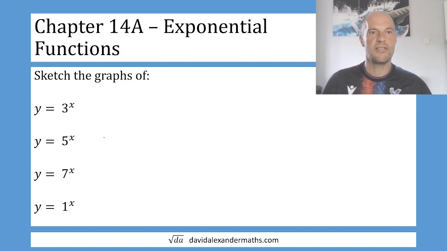Okay, so sketch the graphs of y is 3 to the x, 5 to the x, 7 to the x and 1 to the x. Well, we've just seen 3 to the x, 5 to the x and 7 to the x. What about 1 to the x?